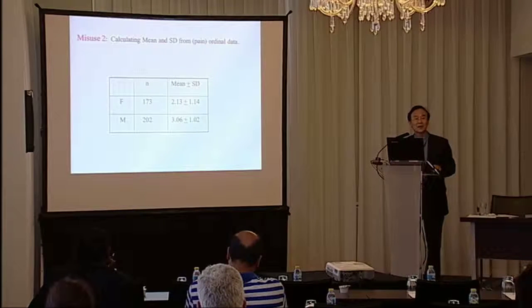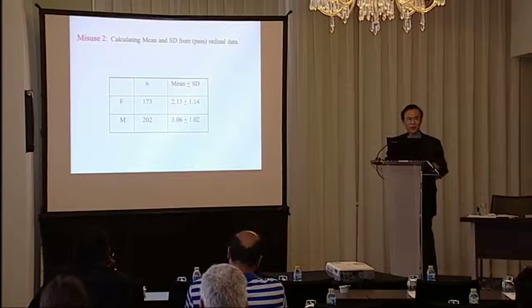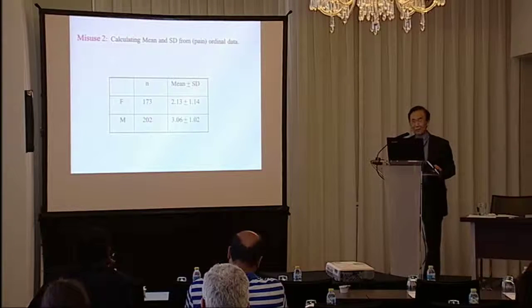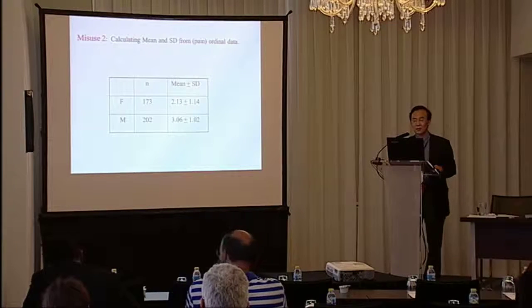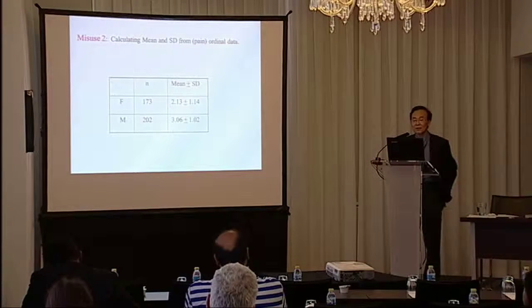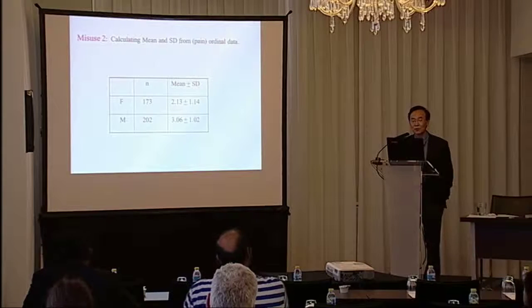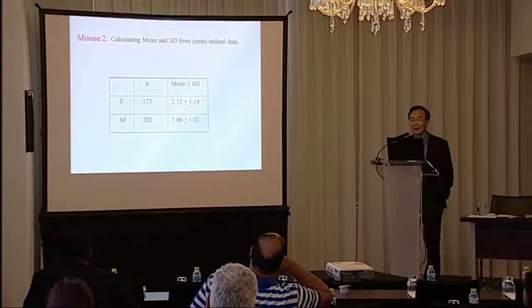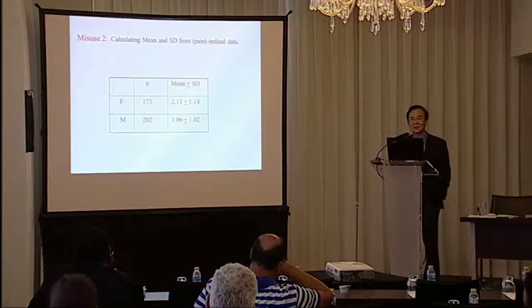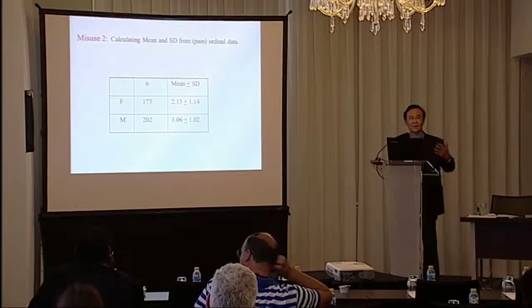Now, if you look at the research papers, you can go out and grab any research paper published in prestigious journals, and you will see this. Very typical summary descriptive statistics. You have a female sample of 173, a male sample of 202 patients, and the average is 2.13 plus minus 1.14, and so on and so forth. And your data is ordinal data. So they've done the statistical analysis based on those 1, 2, 3, 4, 5.